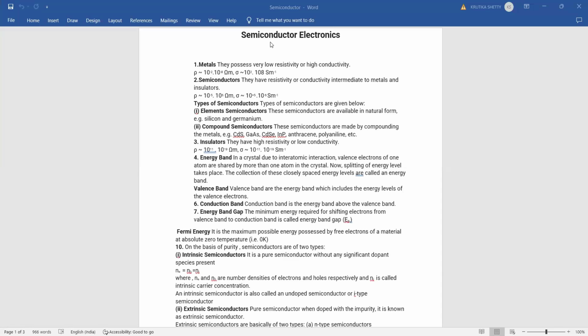Good evening, students. Today we are going to start with a new topic, semiconductor electronics. Here we are defining a new type of material, that is the semiconductors. Already we have discussed the conductors and the insulators. Can anyone define what you mean by a conductor?